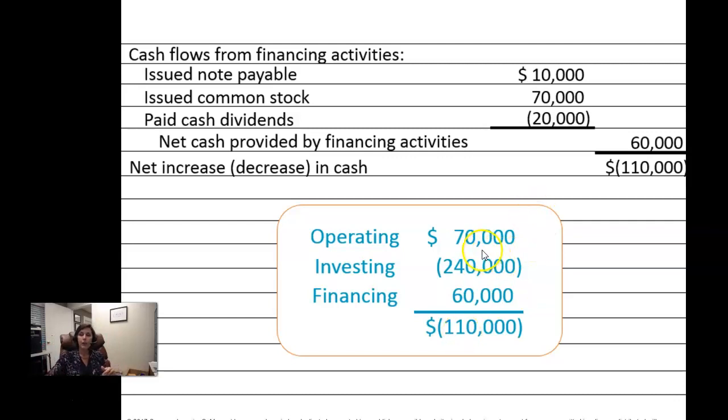And what we can see here, and I won't go back to that balance sheet, is a decrease in cash of $110,000. As you saw in our first video, we had an increase in cash of $70,000 from operations, a decrease from investing of $240, an increase in financing of $60 to get us to that overall decrease in cash of $110,000, as is reflected on the comparative year one and year two balance sheets for our cash.